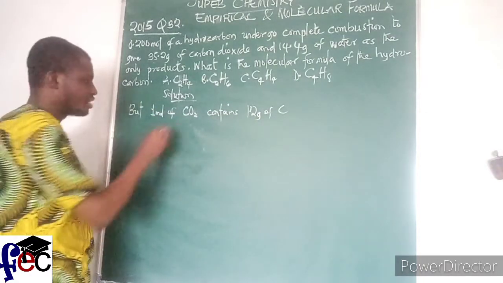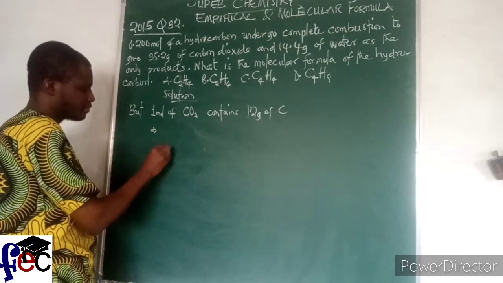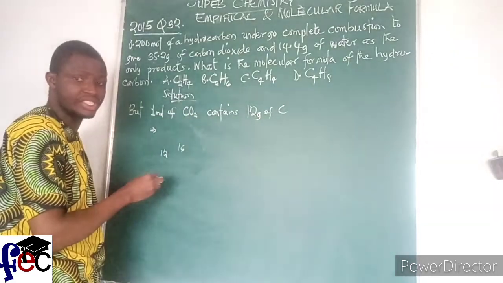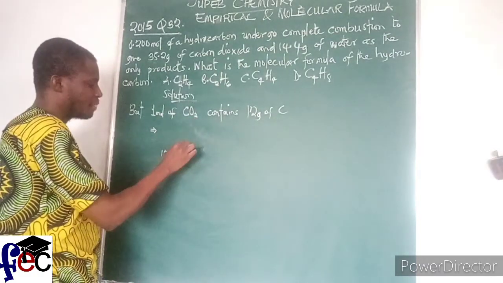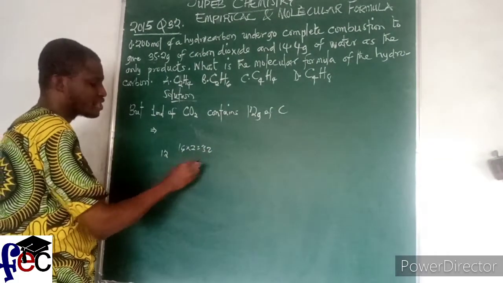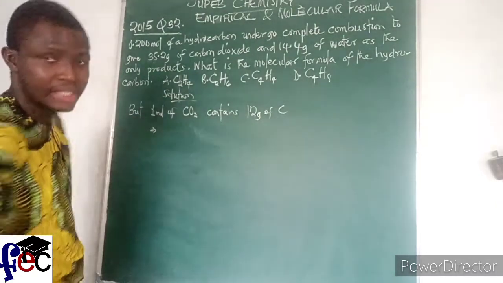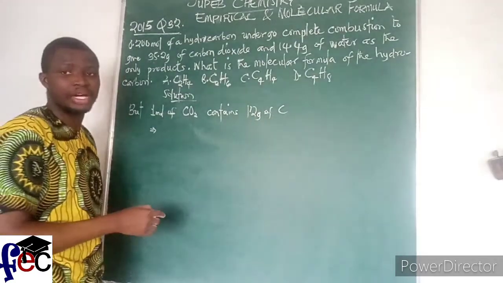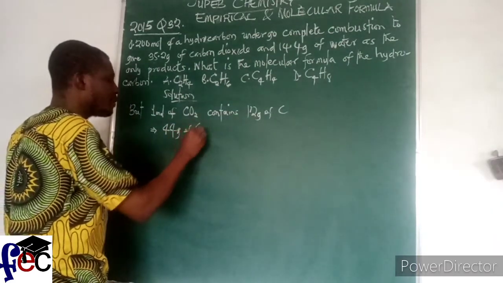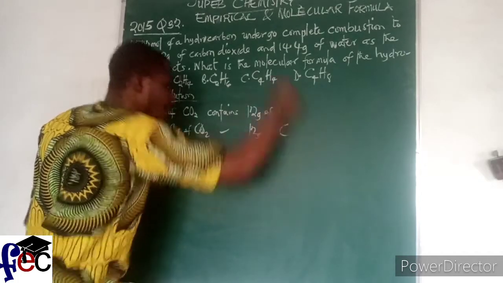What is the mass? You will realize that this implies 1 mole, this is 12 grams. Oxygen is how many? Oxygen is 16. The relative atomic mass of oxygen is 16. There are 2 atoms of oxygen, so multiplied by 2, what do you have? We have 32. So if we add 32 to 12, you are going to have 44. What that implies is that 1 mole of carbon dioxide is actually 44 grams. That shows that 44 grams of carbon dioxide contains 12 grams of carbon.